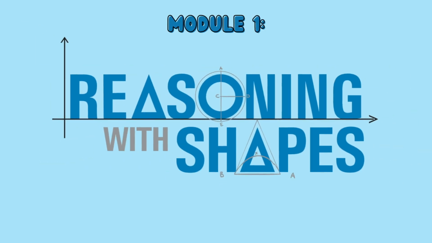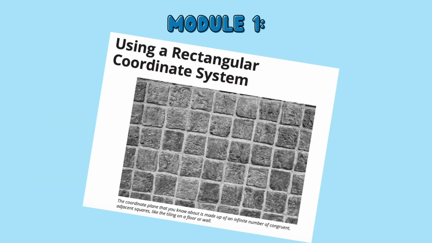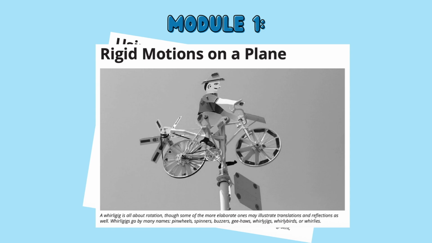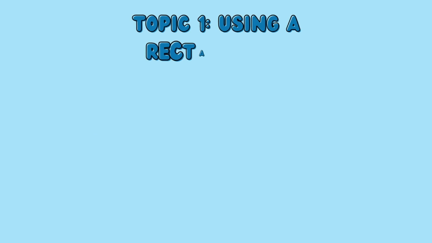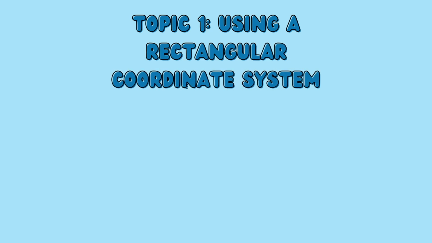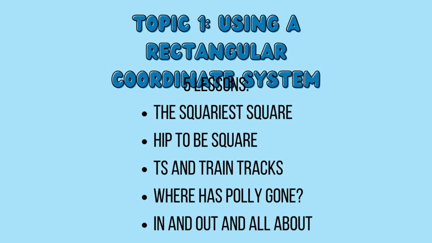Module 1, Reasoning with Shapes, consists of 3 topics: using a rectangular coordinate system, rigid motions on a plane, and congruence through transformations. Topic 1, Using a rectangular coordinate system. This topic consists of 5 lessons.